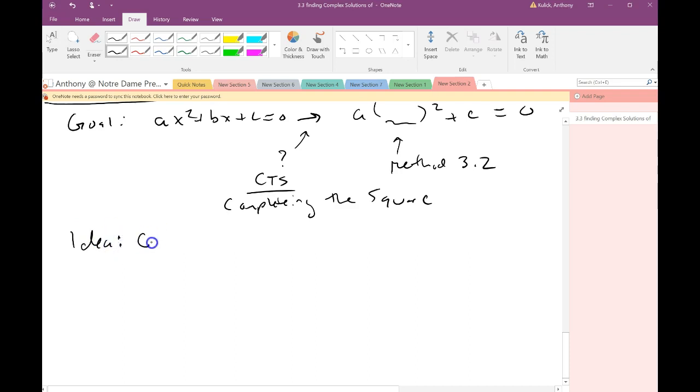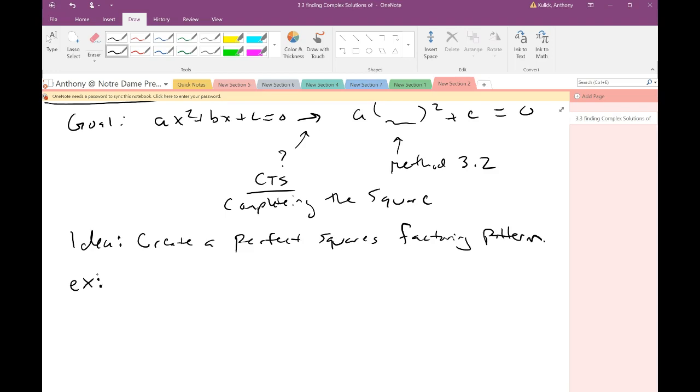The idea will be to create a perfect squares factoring pattern. So let's just go through a numeric example, a couple numeric examples, until we kind of feel like we got the hang of this.